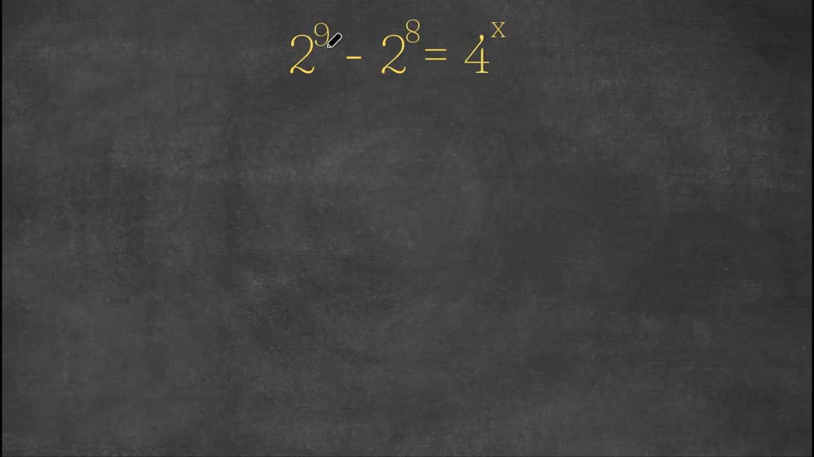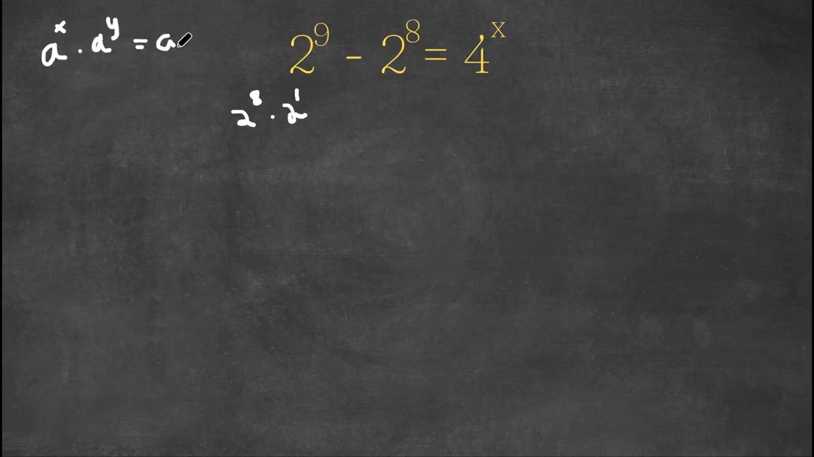Now, what I'm first going to do is rewrite 2 to the power of 9 as 2 to the power of 8 times 2 to the power of 1. Because remember, if we have a to the power of x times a to the power of y, this is equal to a to the power of x plus y. And I'm still subtracting this with 2 to the power of 8. And this is equal to 4 to the power of x.